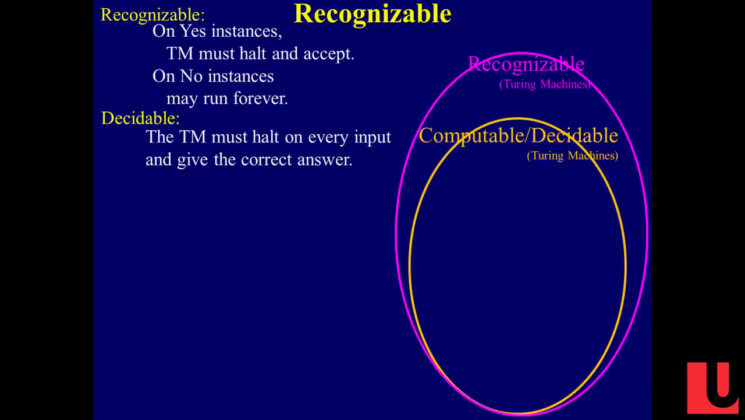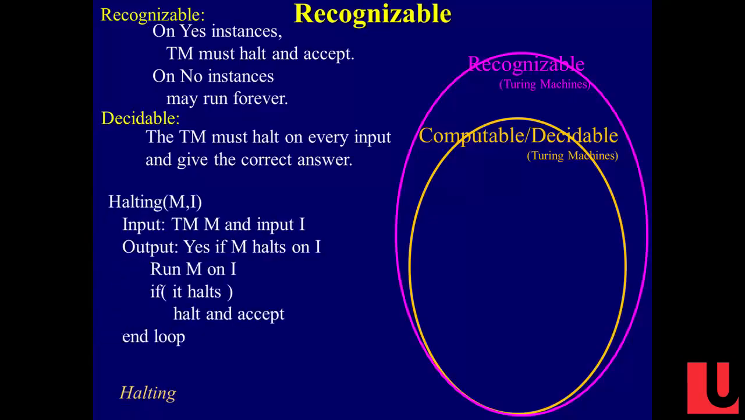The recognizable languages are the ones for which there's a Turing machine that distinguishes between yes and no answers by halting and saying yes on the yes instances, and running forever, or maybe halting and saying no, on the no instances. And I think I sketched briefly the algorithm for solving the halting problem, which is simply run M on it, and if it halts, then halt.